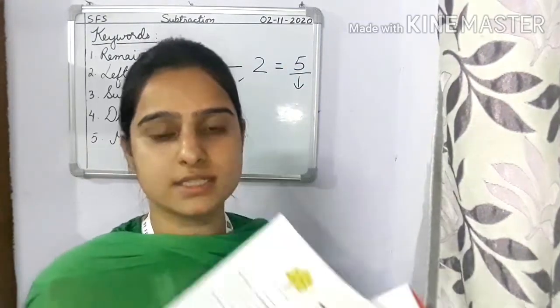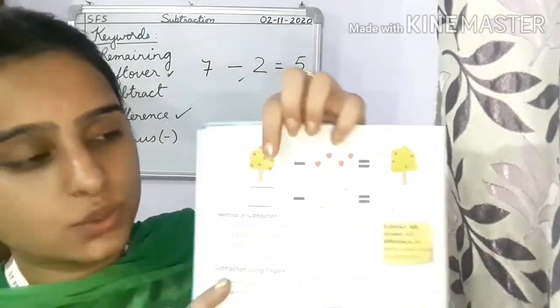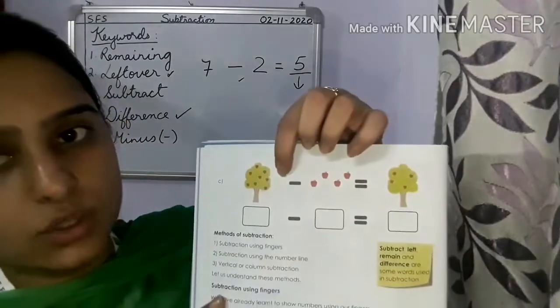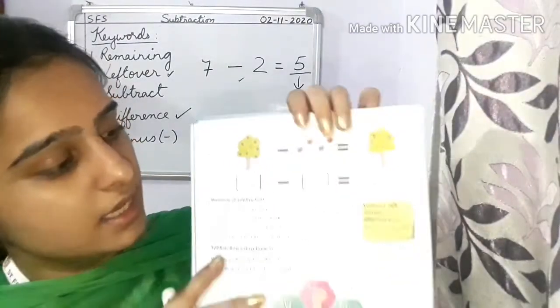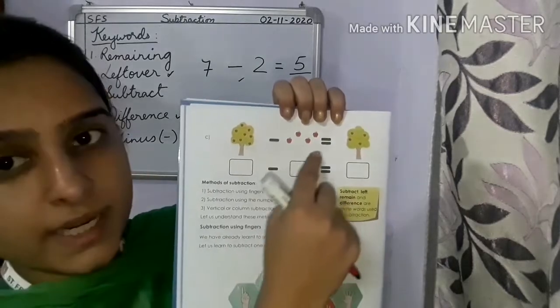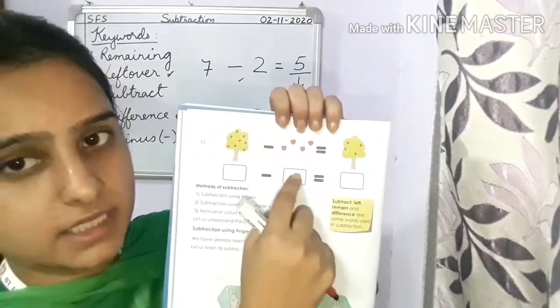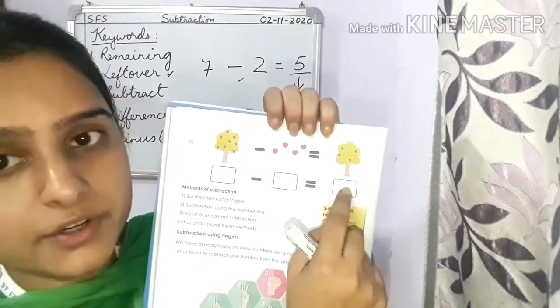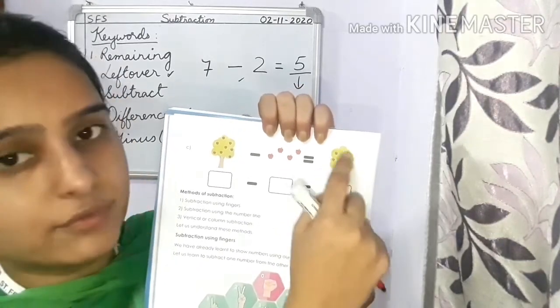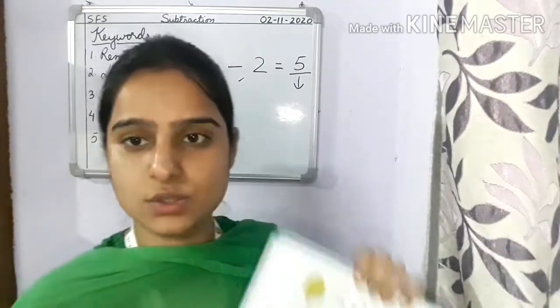You can do it as homework, children. Same applies to here. You have to count total number of apples and write here. Minus how many apples we are going to subtract? 4 apples. You will write here 4. And how many remains, children? You have to count and write here 4. Okay. So you can do it as homework.